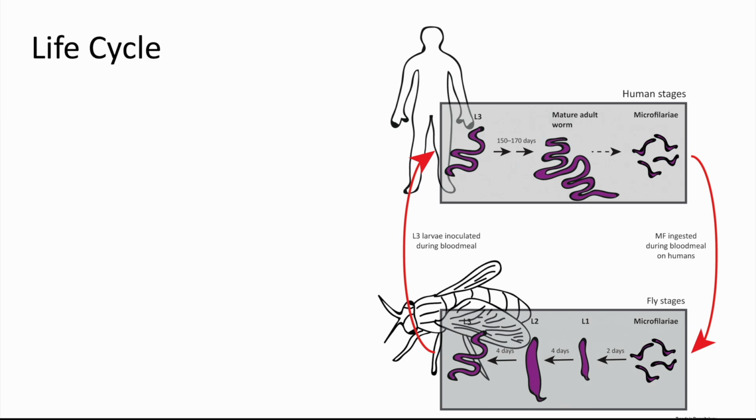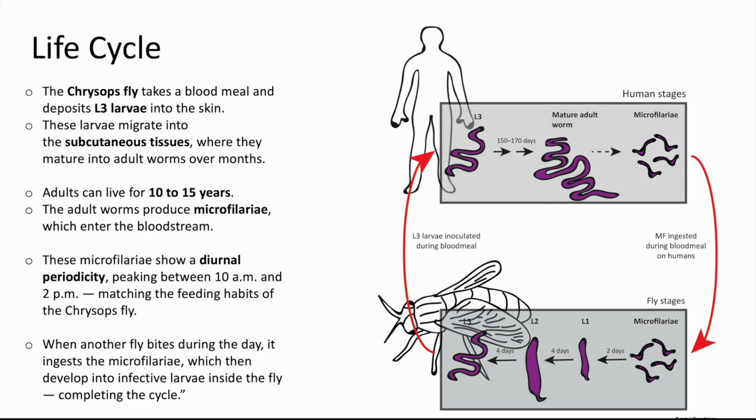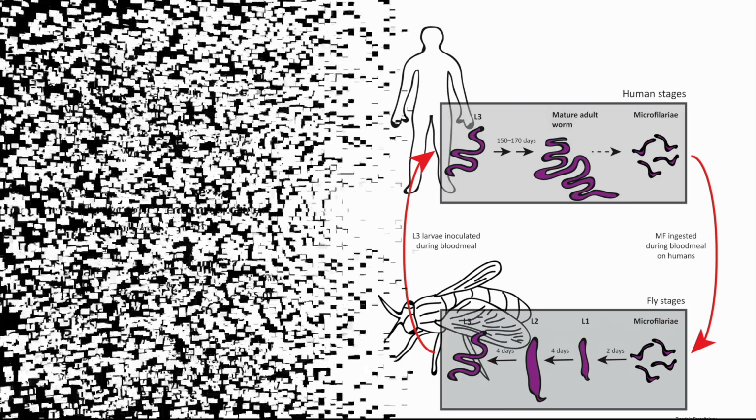Here's the life cycle. The Chrysops fly bites and deposits L3 larva into the skin. The larvae migrate into subcutaneous tissue and mature into adult worms over several months. Adults can live for 10 to 15 years. The adults produce microfilariae which enter the bloodstream. Microfilariae show diurnal periodicity, peaking between 10 a.m. to 2 p.m. When another fly bites during this time, it ingests the microfilariae, which mature inside the fly into infective larvae, completing the life cycle.